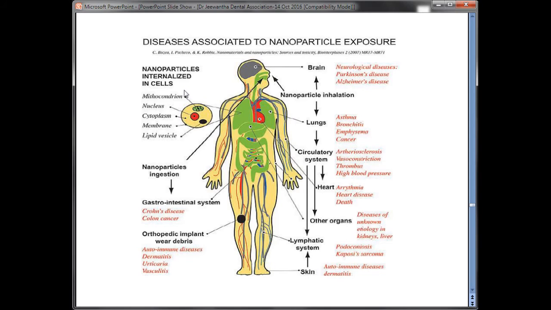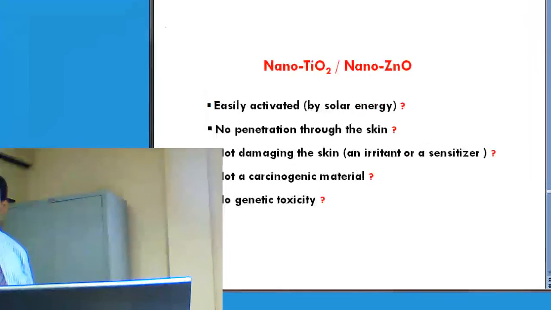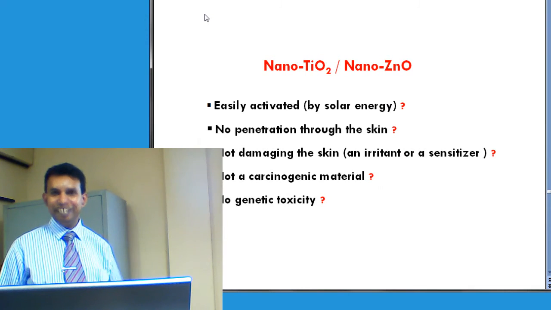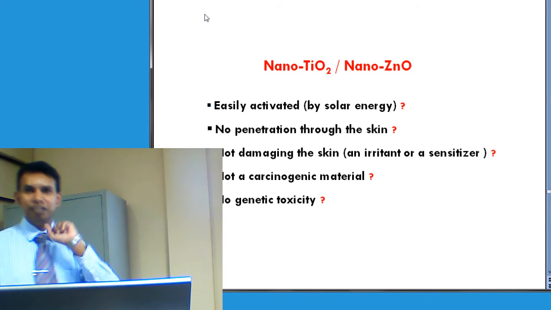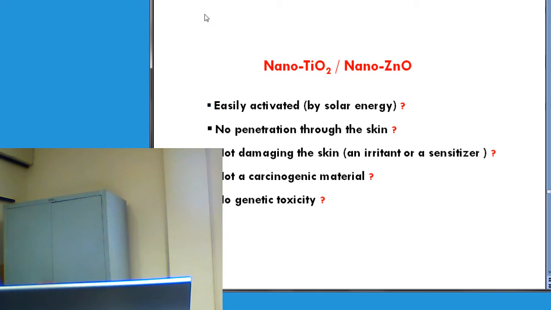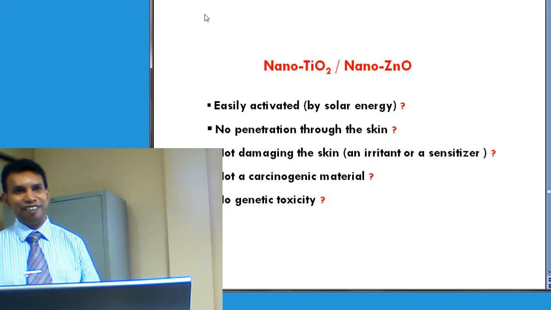So therefore, it is said that diseases associated with nanoparticle exposure are the diseases expected. And on the other hand, if you look at nano TiO2 and nano zinc oxide, these are the questions that need to be asked. Easily activated, no penetration through the skin, question mark. Is it penetrating when you apply sunscreen or cosmetic having nanoparticle, or if you wash your mouth with a mouthwash having silver nanoparticle, other than going through the digestion system, depositing in the liver, depositing somewhere? Those are the questions. And then not damaging the skin, not a carcinogenic material, no genetic toxicity, not affecting the reproductive system. Those are the things that need to be questioned. Still not known. That is the issue.